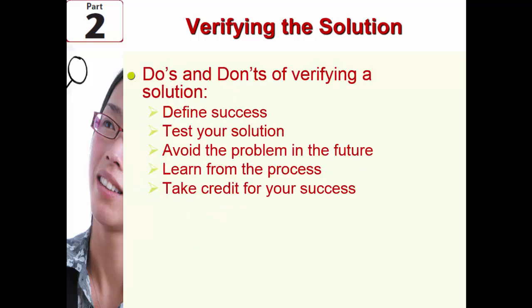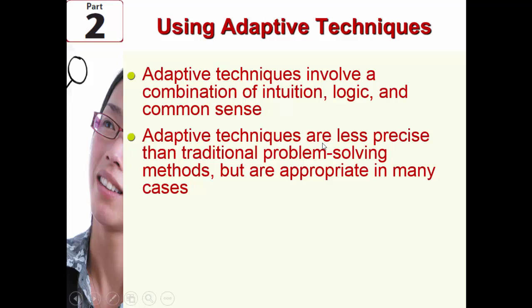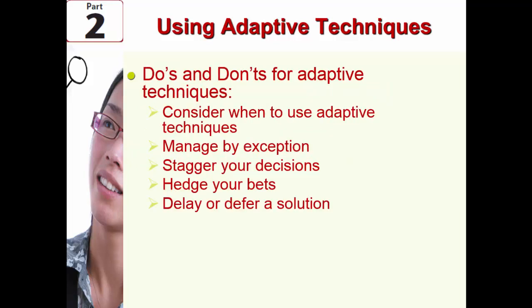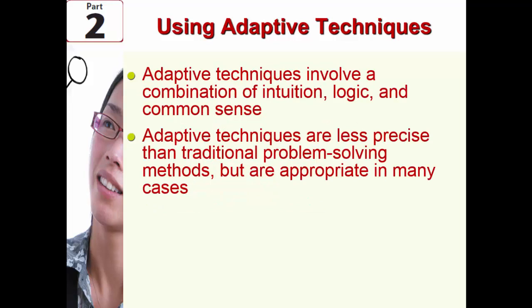Now, as we move into this verification solution process, there are some things we need to be aware of. We want to make sure we define success and test our solution so that we can avoid the problem in the future. We want to learn from the process. It'd be nice to have some credit for our success. As our text says, your abilities to solve problems and make decisions are among your most valuable professional skills. So it can be hard, but we do want to make sure we're taking credit.